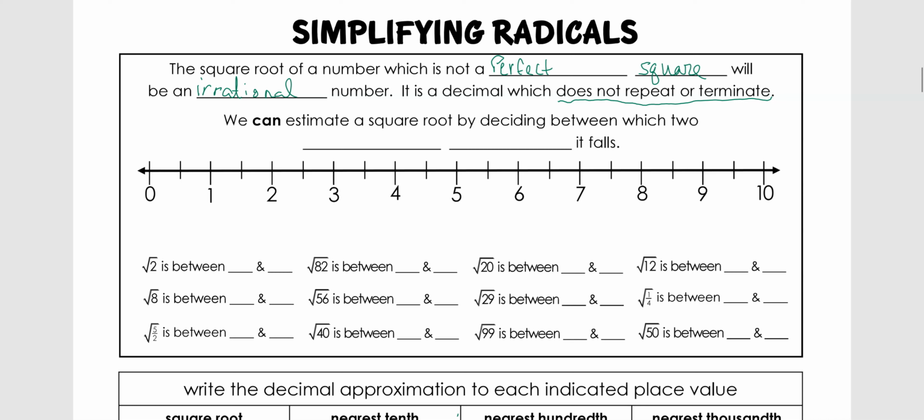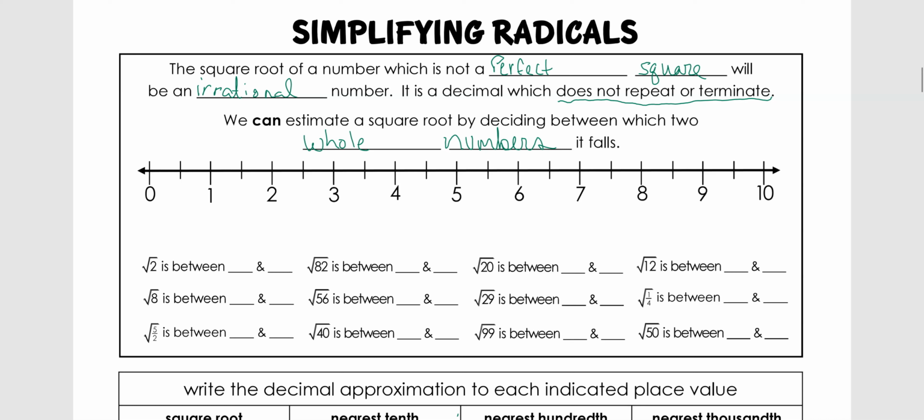We can estimate a square root by deciding which two whole numbers it falls between. Now remember, whole numbers are your numbers greater than or equal to 0 that are not decimals. So you're counting numbers and 0, not your negative integers, because remember, in the real number system, there's no negative perfect square.